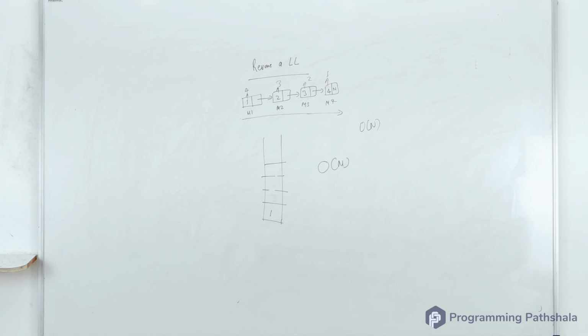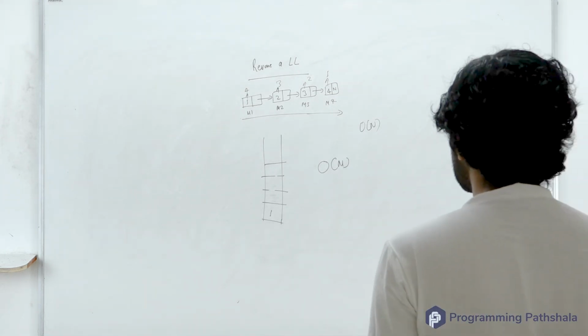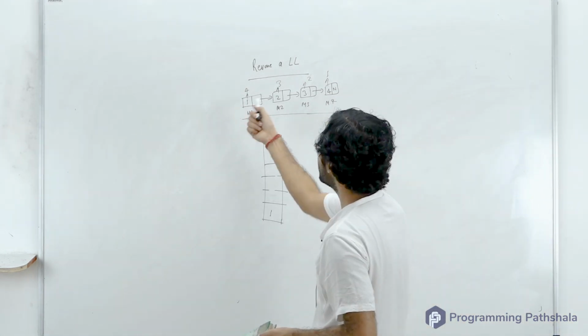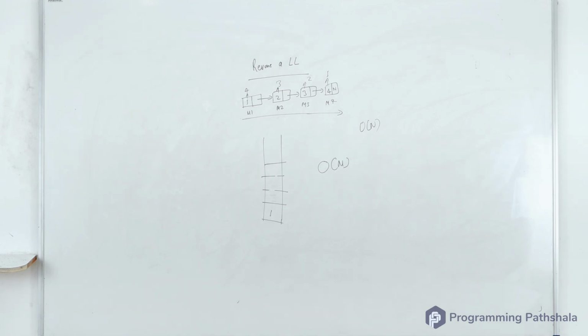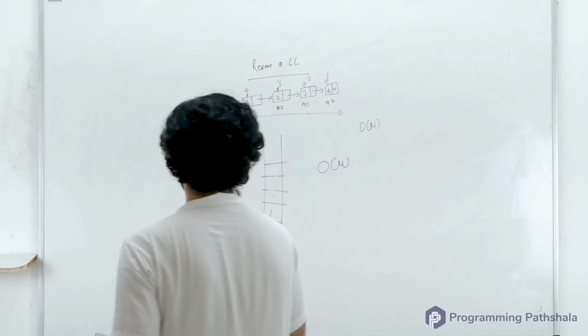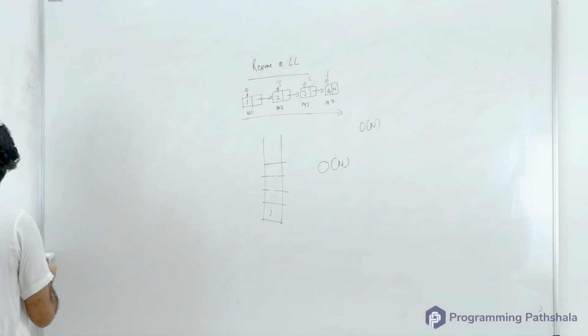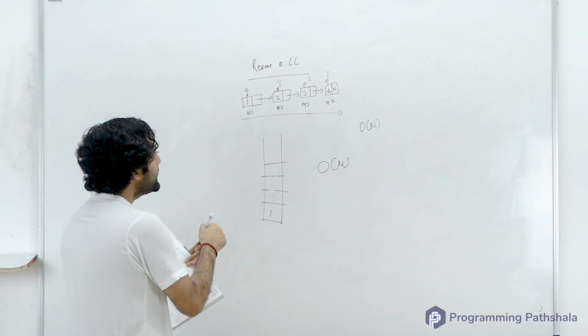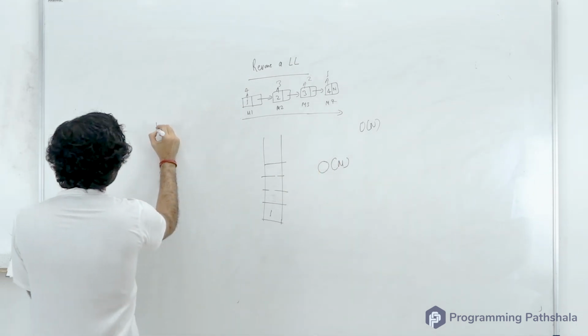If your interviewer asks you to reverse a linked list, will he expect you to do something like this? He will never expect you to do something like this. And why will he never expect that? Can you answer that question? Because his expectation is different. His expectation is he does not want you to play with data.